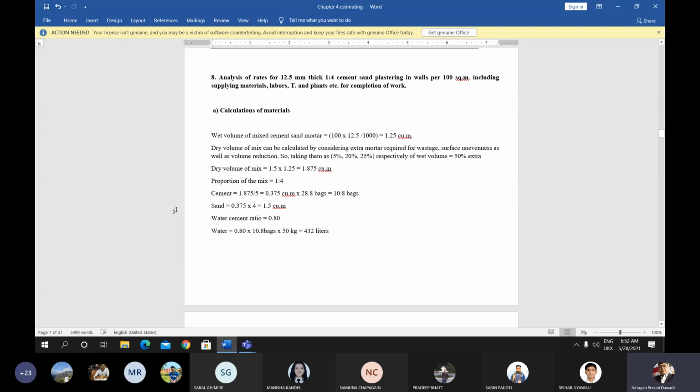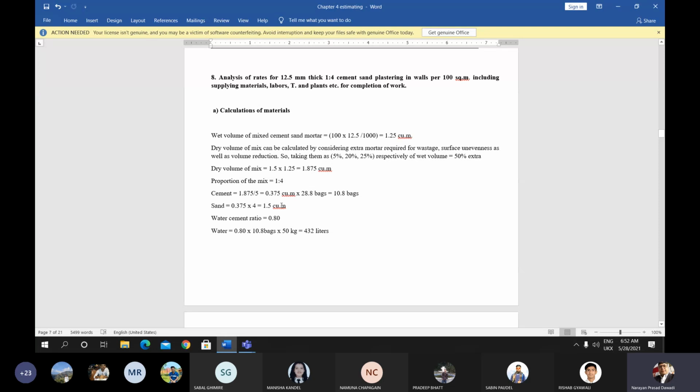That's why cement is equal to 1.875 divided by 5: the dry volume of the mix divided by the total proportion, 1 plus 4 is equal to 5. You get the volume of the cement as 0.375 cubic meter. That is converted into bags by multiplying it by 28 bags or 30 bags. You can use 30 bags also, which gives the cement as 10.8 bags.